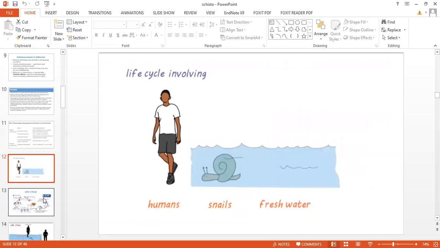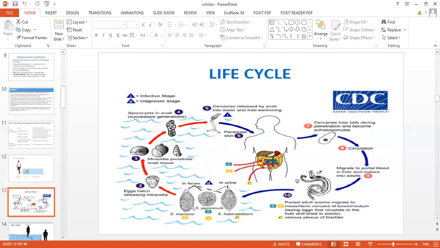It's a simple explanation about the life cycle: a man, the ultimate host, and the snail, the intermediate host, to the fresh water from where the snail first gets infested and transmitted to a human. Let's see it in detail how it completes this cycle.